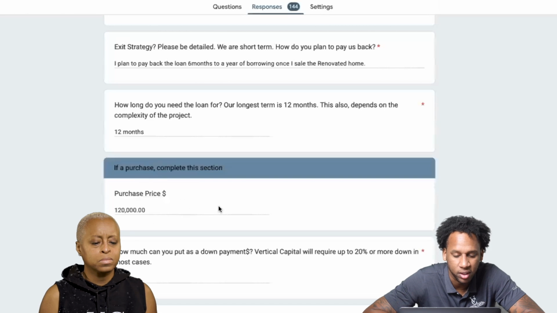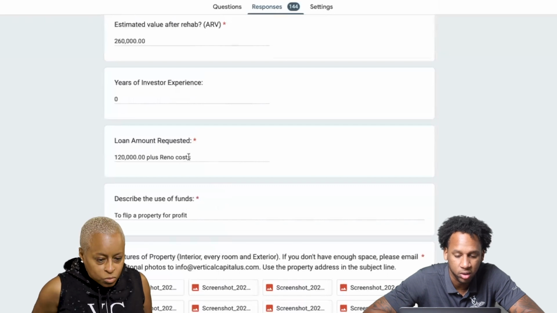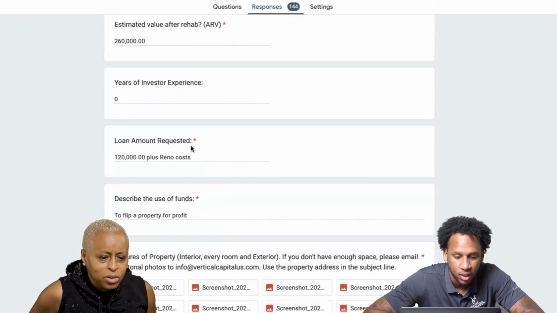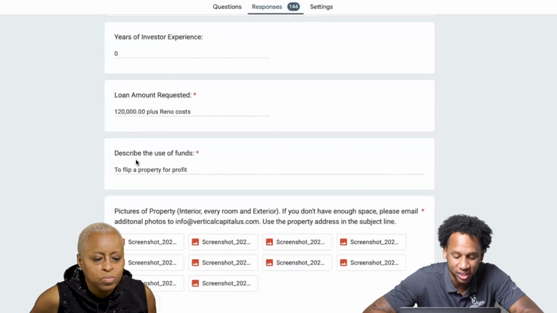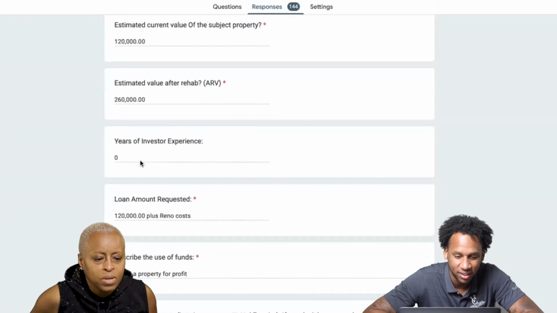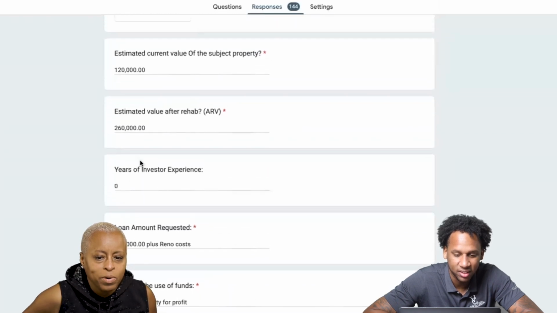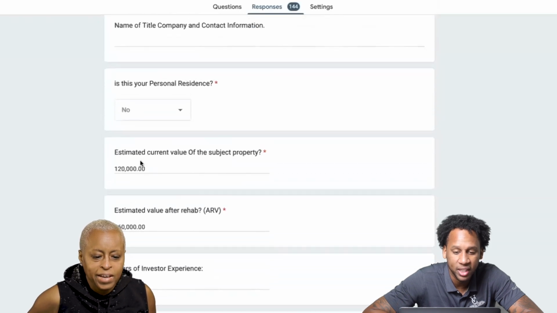Hold on. Purchase price 120,000 and loan amount requested 120,000 plus rental costs. What's the as is again? So they say 120,000 plus the rental cost. Like they have to put that in here because they're purchasing it at 120,000. You see what I'm saying? Yeah, and so now we're entering a property with zero equity.